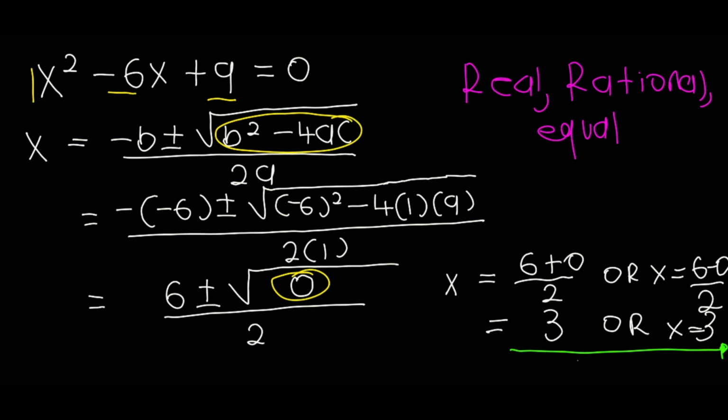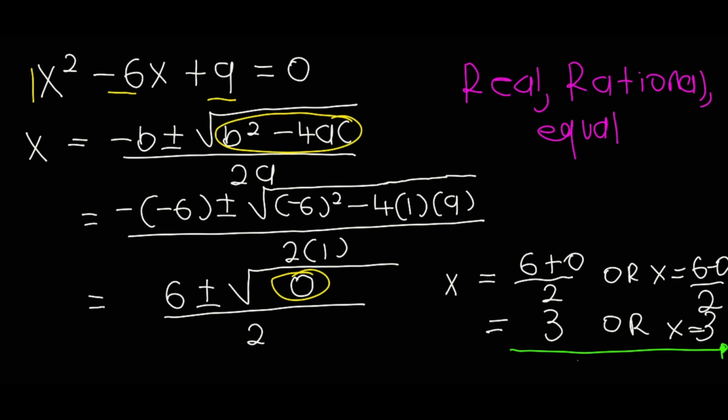We know that all existing numbers are real numbers. And then here we are saying it's rational. The reason we are saying it's rational is because 3 is a rational number. Remember, 3 is already a natural number, and all natural numbers are rational numbers. And here we are saying equal, because we can see that we got two solutions and both of them are 3, they are equal. So in conclusion, if our delta is equal to 0, the nature of the roots will be real, rational and equal.